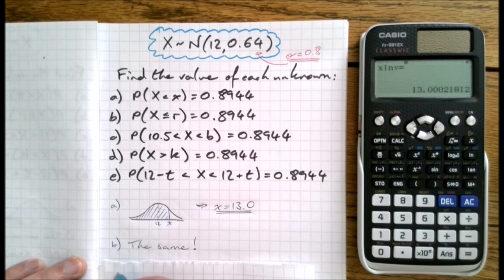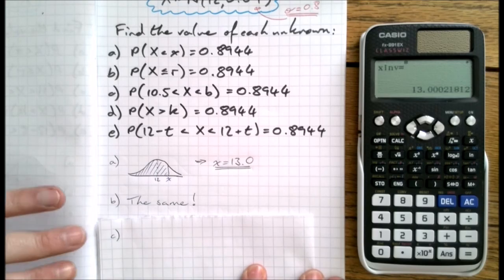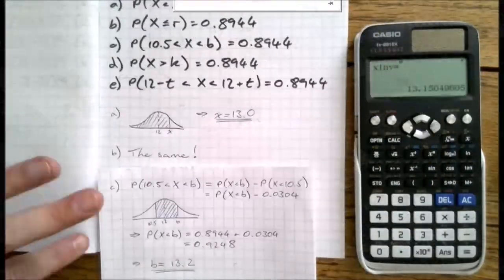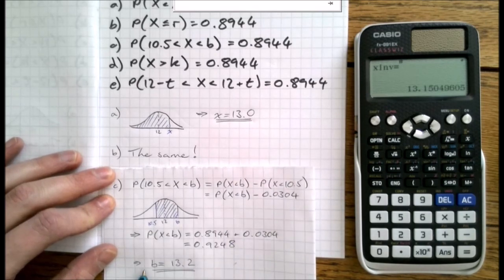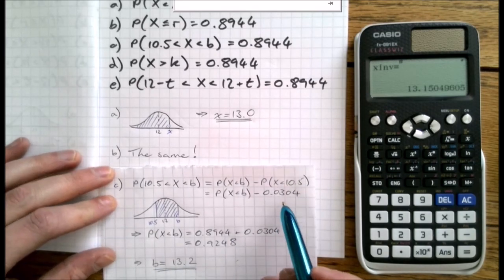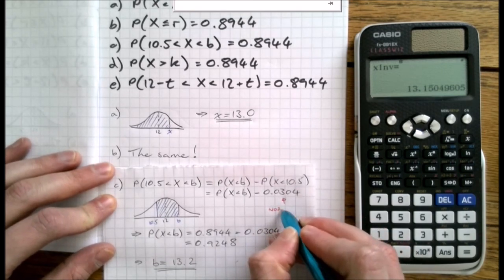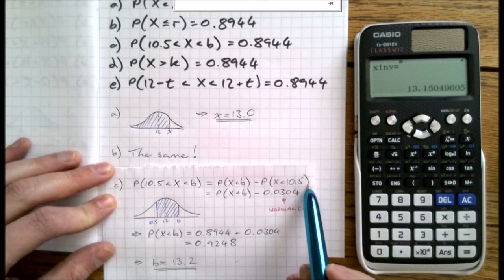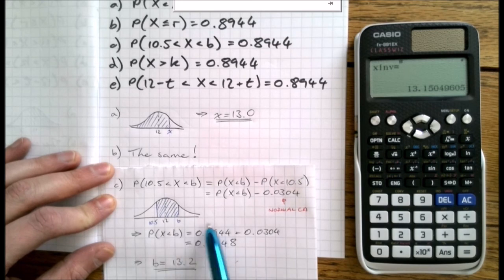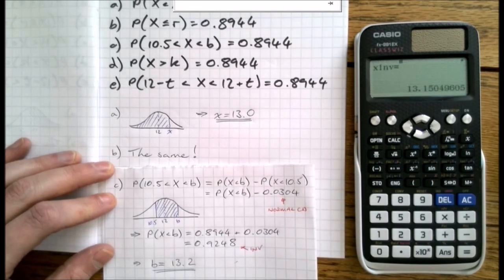Okay, part C now. Let's see that answer come. Boom! There we go. I had to move down and run out of space. Okay, I got that B was 13.2. I've had to use two functions for this. At this point, I use the normal CD to get the probability of x being less than 10.5, and then I had to change back to the inverse to get what B was at the end, 13.2.